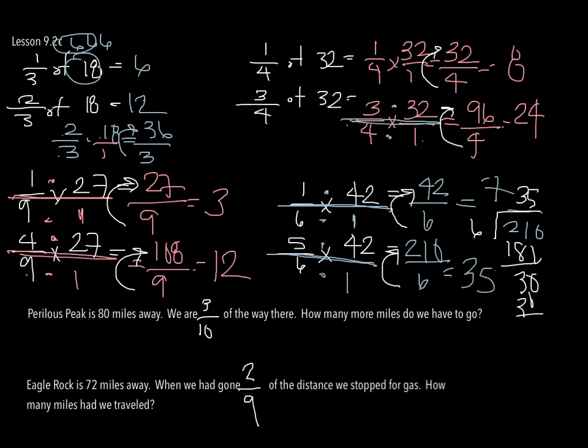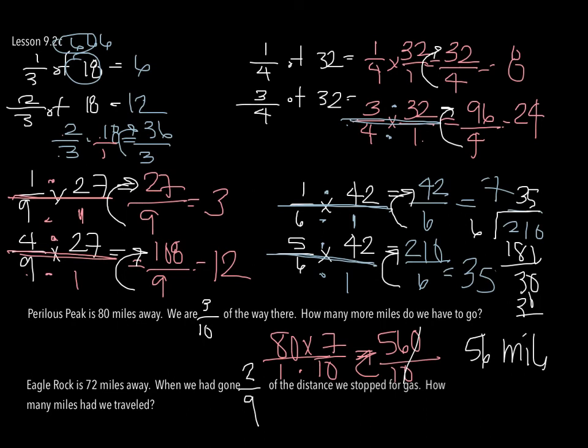All right, Perilous Peak is 80 miles away. We are 3/10 of the way there. How many more miles do we have to go? So we've gone 3/10, so we have to figure out what's left. Well, what's left is going to be 80 times, and we have 7/10 to go. Make that into two problems, and we're going to get 7 times 8 is 56. 560. 1 times 10 is 10. How many 10s can I take out of 560? And all I have to do is basically cross off the zeros. And I have 56 more miles to go.